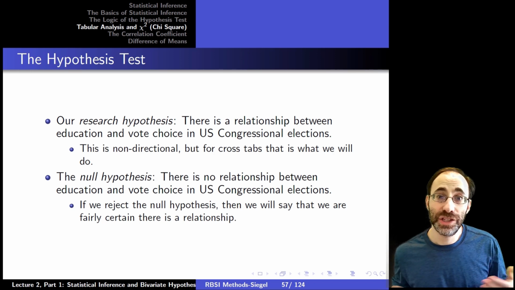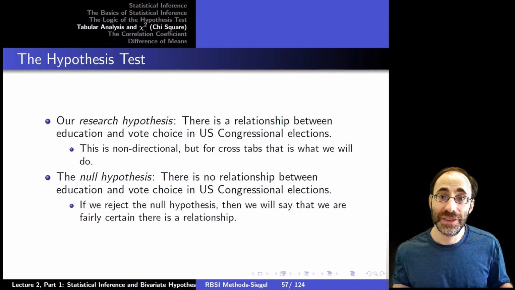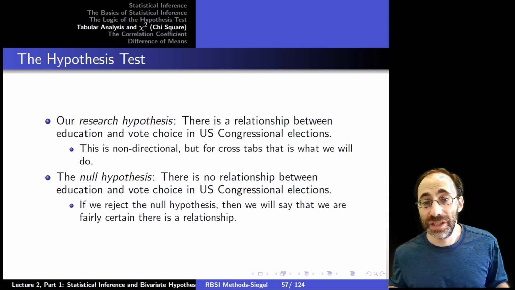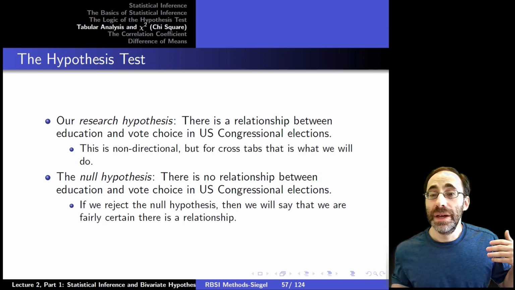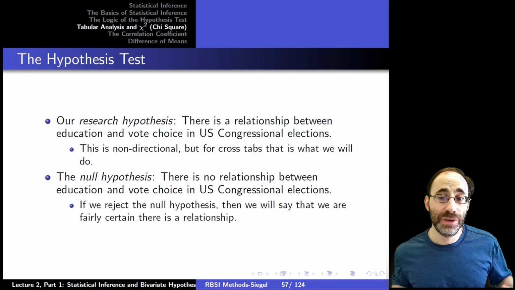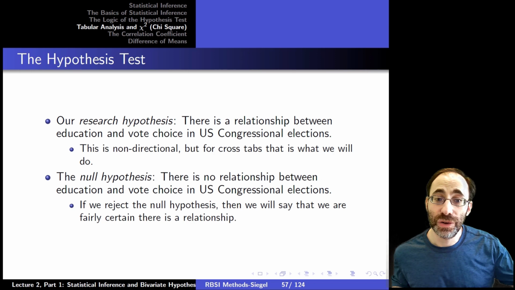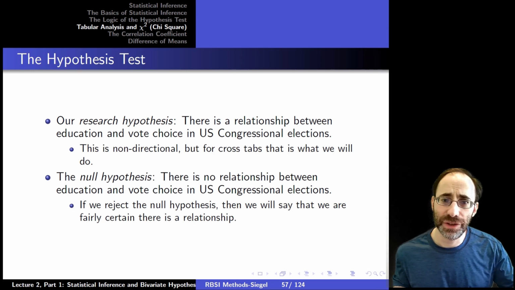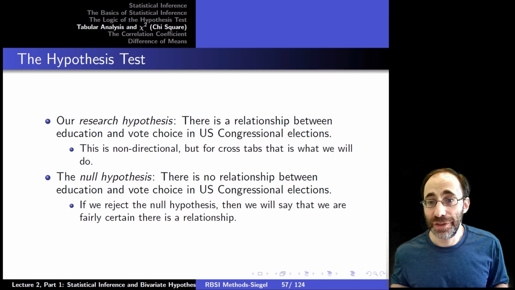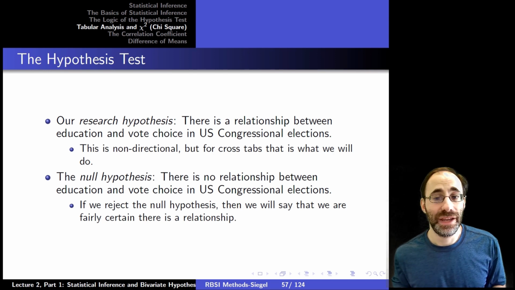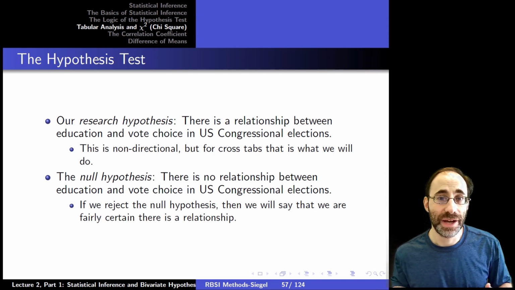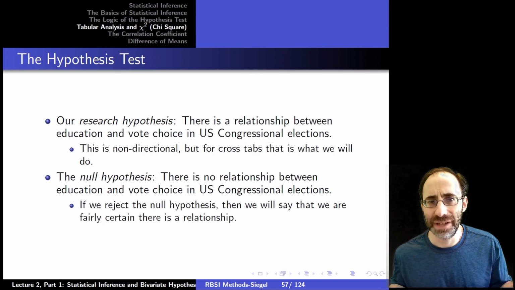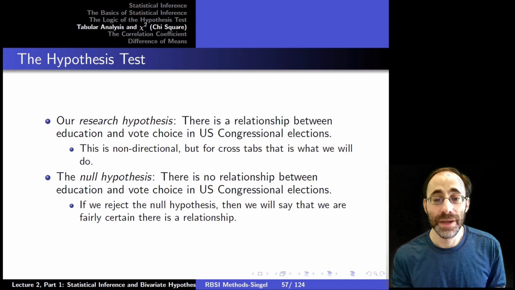Here, we're going to assume there's a relationship in our research hypothesis. We're going to state there's a relationship between education and vote choice in U.S. congressional elections. This is not directional. I don't know if education leads to more or less choice, or choice in one direction or the other, but we can't really figure that out directly in these kinds of crosstabs using a chi-squared test. We'll see how to back that out, but it's not going to come out naturally.